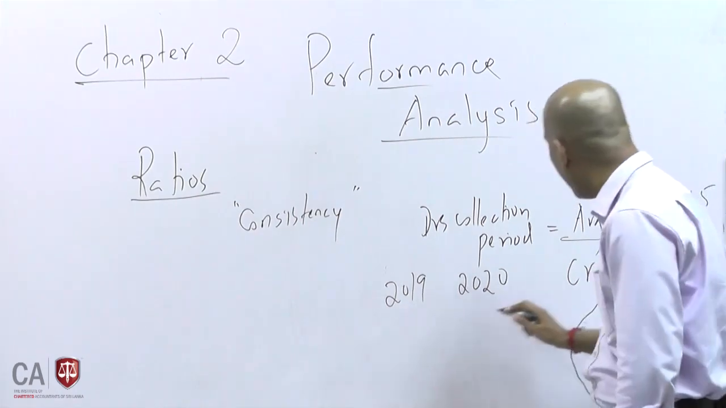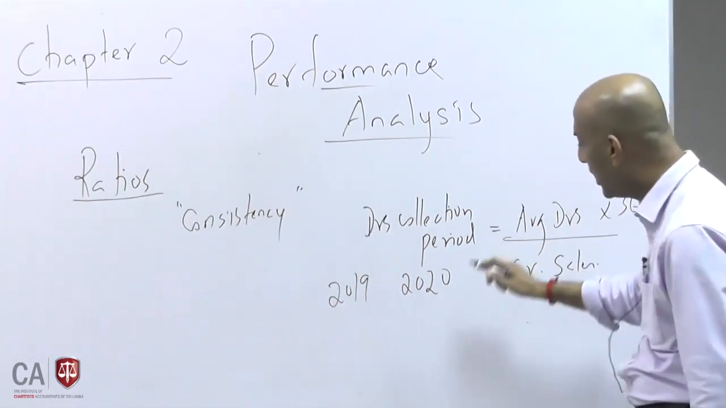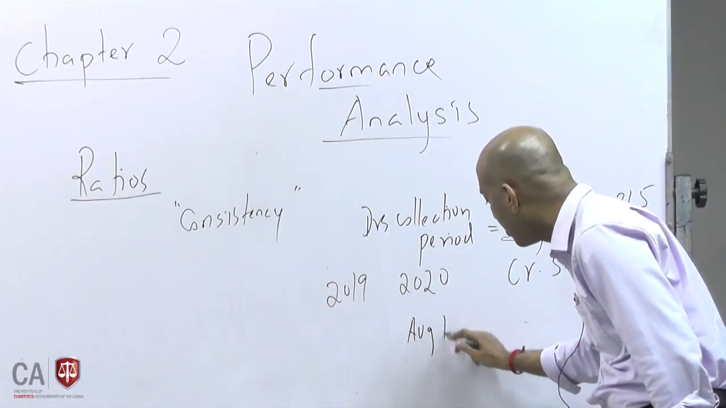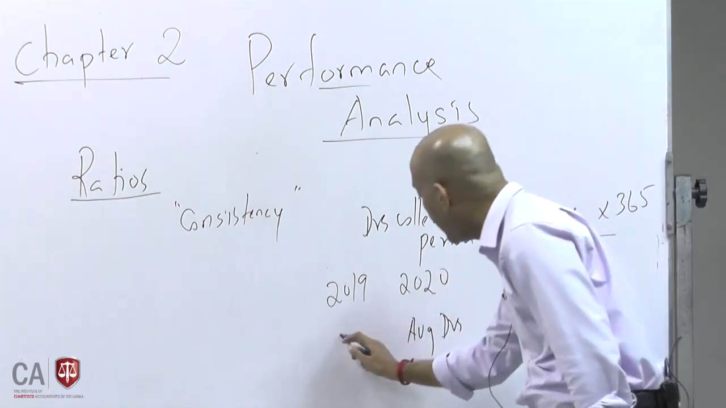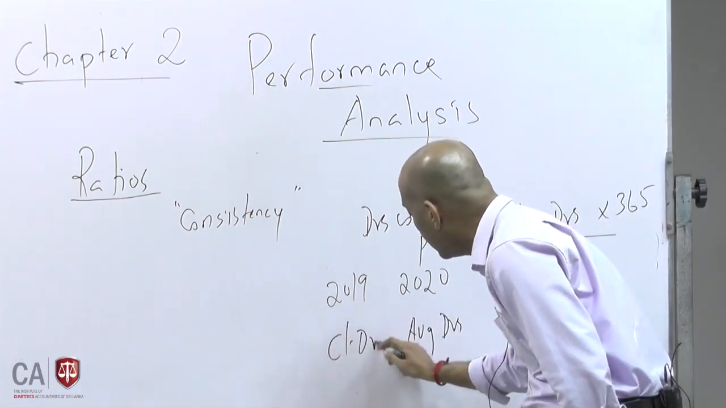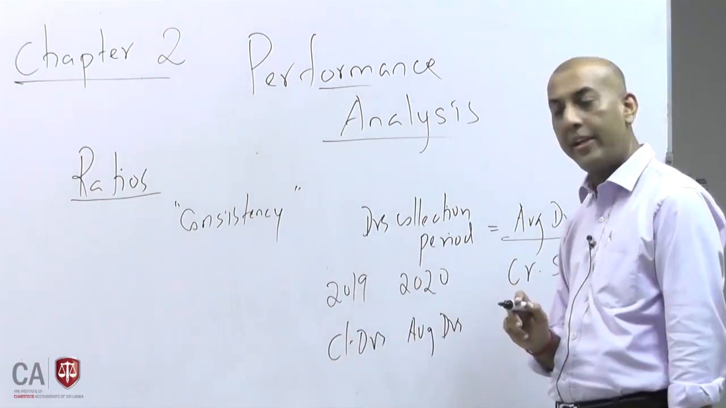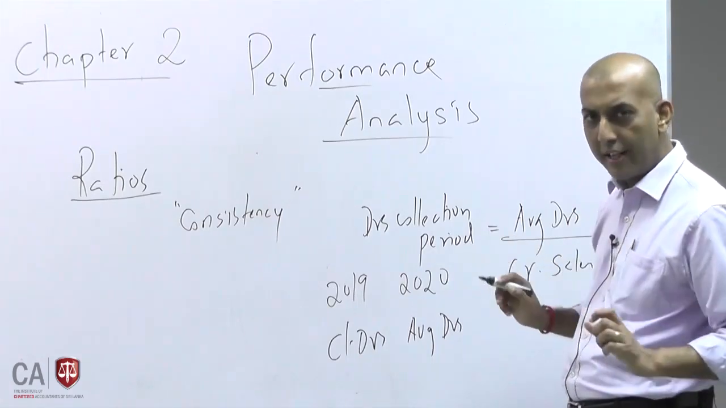you may decide to calculate the debtors collection period using average debtors for 2020. You are using average debtors to calculate the debtors collection period for 2020. For 2019, you use the closing debtors. You would use the closing debtors to calculate the 2019 debtors collection period. Now what is the problem? Both are debtors collection period.